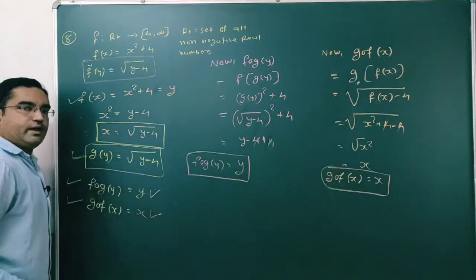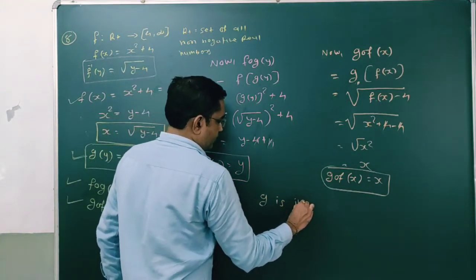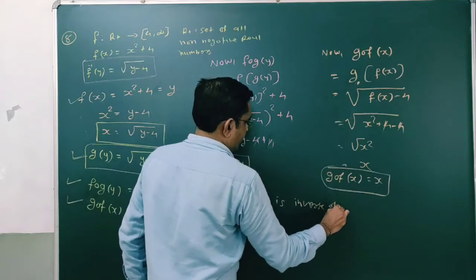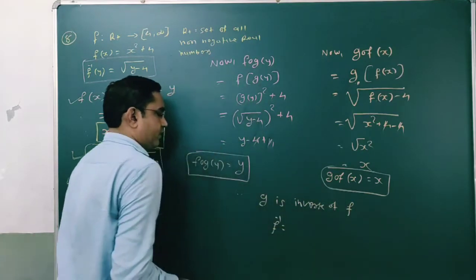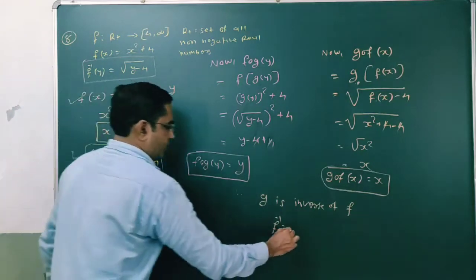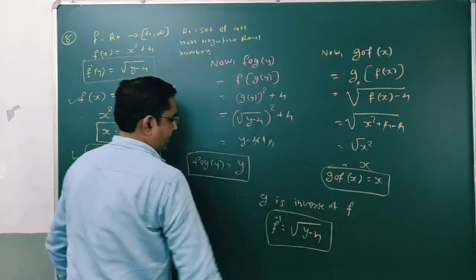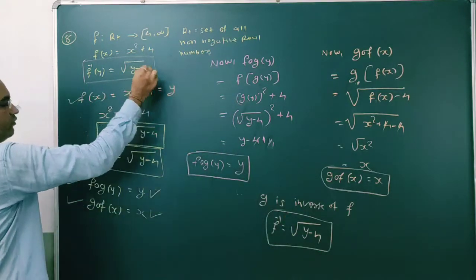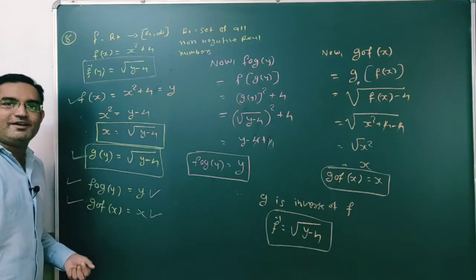Done. And hence we can say function g is the inverse of function f, and hence f inverse equal to our function g is square root of y minus 4. This is what we had to prove. The inverse of this function is square root of y minus 4. Clear friends? So now you can pause this video and note it down.